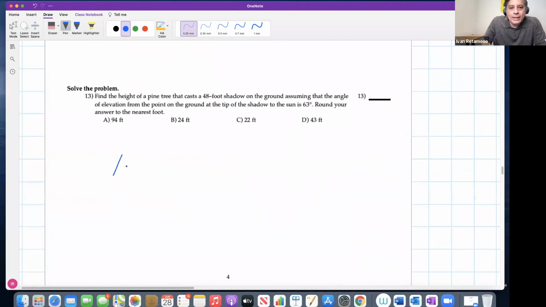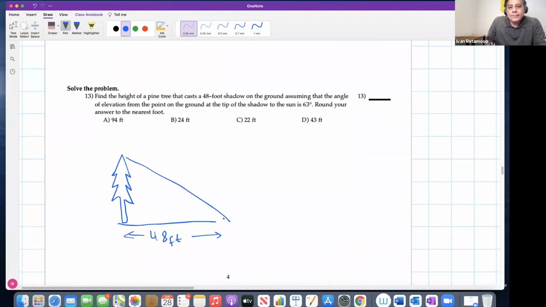Now to finish, let me ask you to do this problem, which is similar. Find the height of a pine tree that casts a 48 foot shadow on the ground, assuming that the angle of elevation from the point on the ground at the tip of the shadow to the sun is 63 degrees. 63 degrees here, the sun somewhere there. Round your answer to the nearest foot.